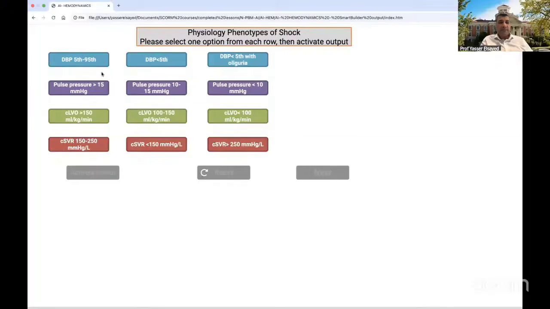So in our case, the diastolic blood pressure was normal, but the pulse pressure was low, and cardiac output was low, and systemic vascular resistance was high. So that's vasoconstrictor physiology, and now we understand why the body vasoconstricts in this case to compensate for the dehydration.